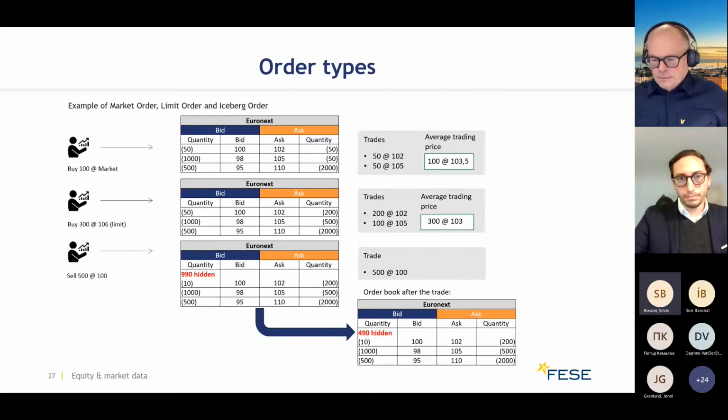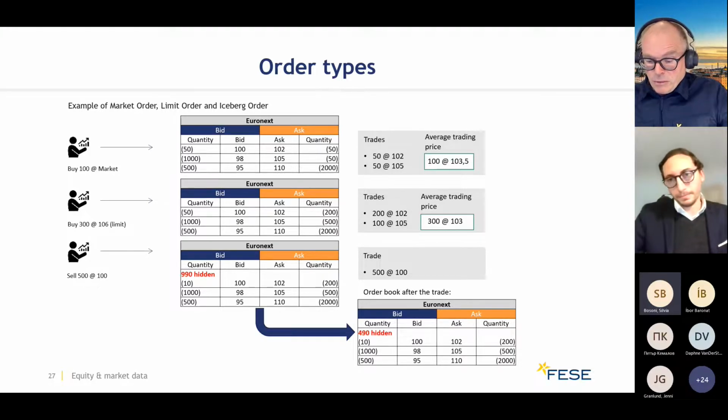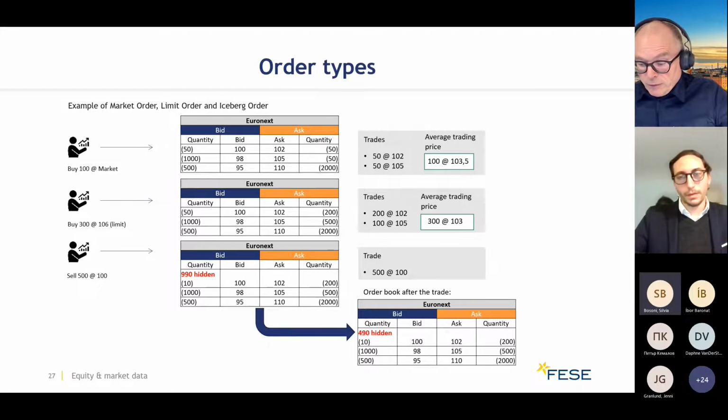Order types. The first case here is about market orders. In this example, Euronext and the Nasdaq market differ a little bit, but correct me if I'm wrong, Pierre. We have an incoming market order, 100 shares at market, and you trade through the best ask price. You trade 50 shares out of the 100 at price 102, and you trade 50 shares at price 105.